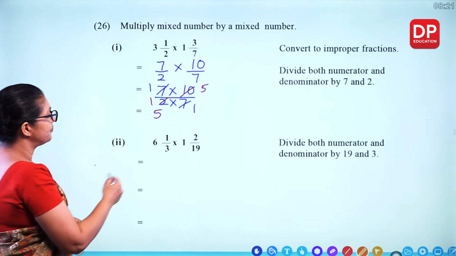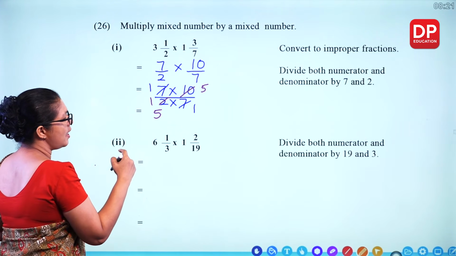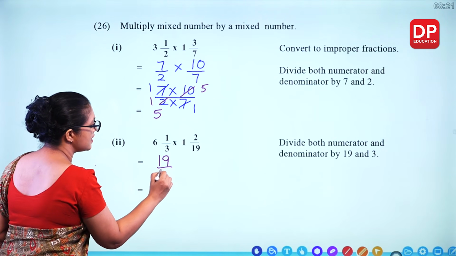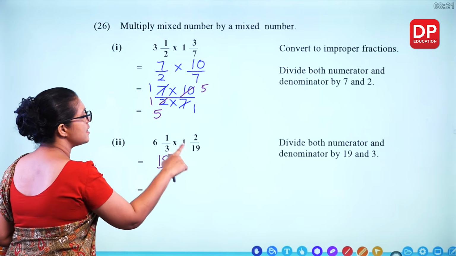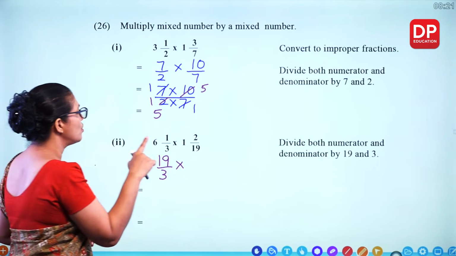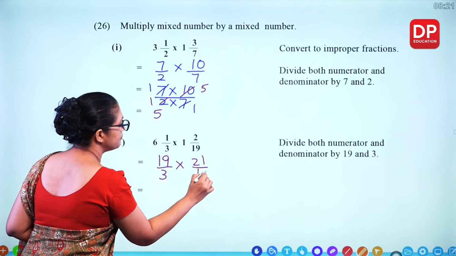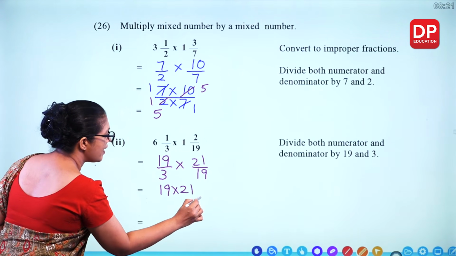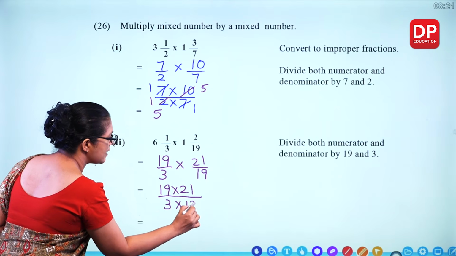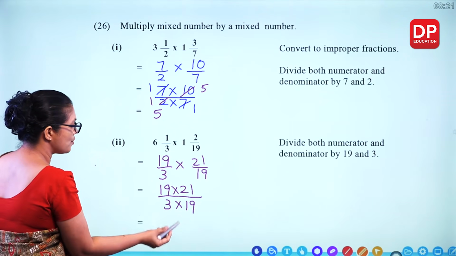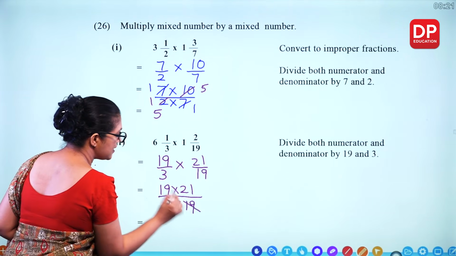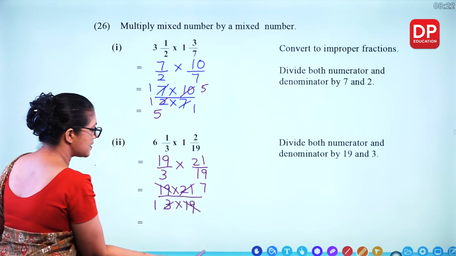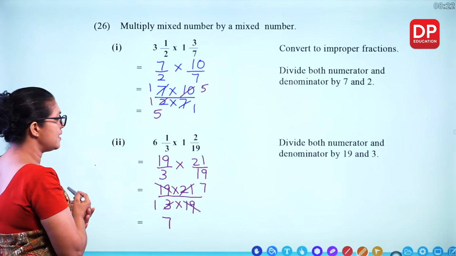This one, convert to an improper fraction. 3 times 6, 18 plus 1, 19. This one, 19 times 1, 19 plus 2, 21. Now, multiply the numerator separately, denominator separately. So, you get 19, 19 get cancelled out. 3 times 1 and 3 times 7. So, you get 7 as the answer.